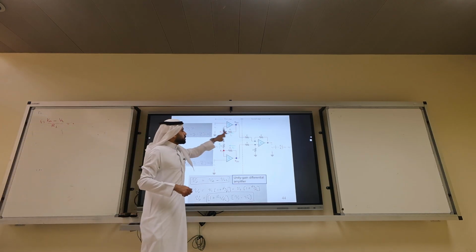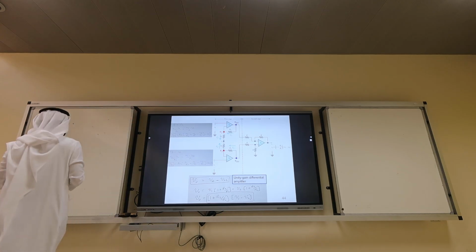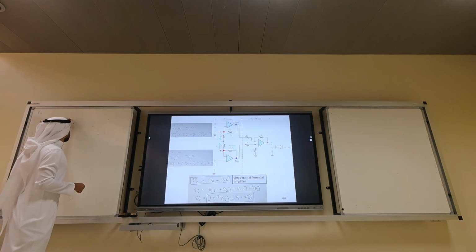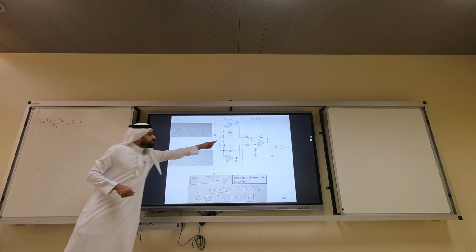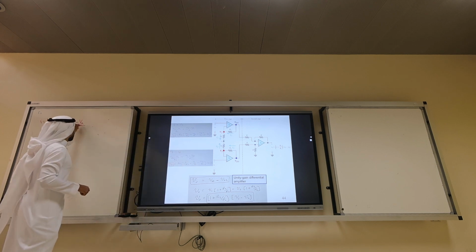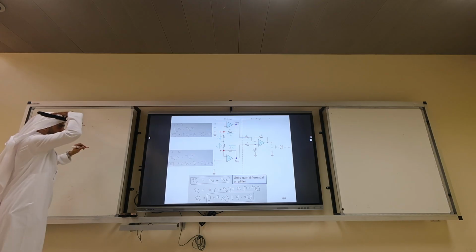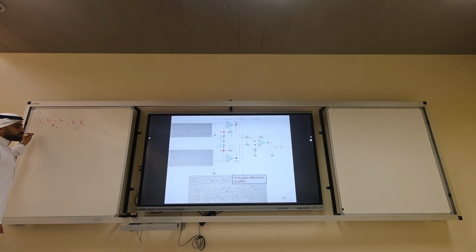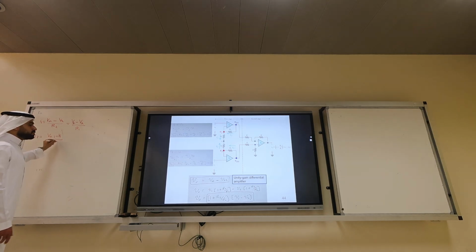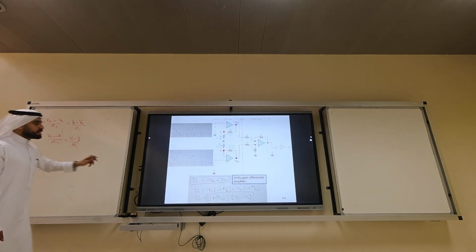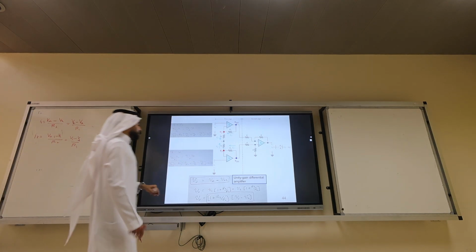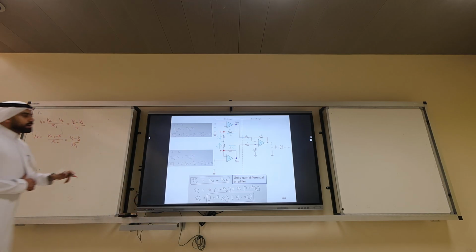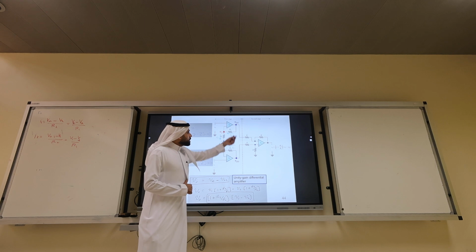I1 equals I2. What is I2? V2 minus, they call it here VA, over R1. Similarly, I3 equals VO1 minus V1 over R2, which equals V1 minus VA over R1. This is I3, equal to I4. And I'm telling you, the output here is VO1, the output here is VO2.